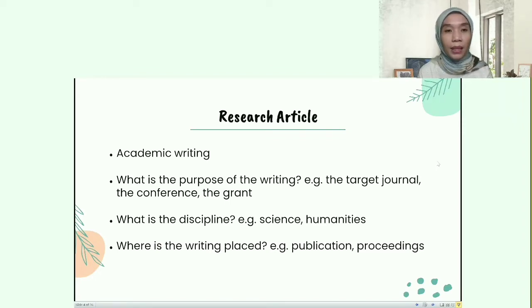Why is that so? Because of course you have the purpose of the writing. Is it for the target journal, or is it for the conference, or is it for the grant? As well as the discipline. Of course, writing a research article for science will be different from writing a research article for humanities. And also, where is the writing placed? Is it for publication or is it for proceedings? Of course, they will have different trends for each of them.